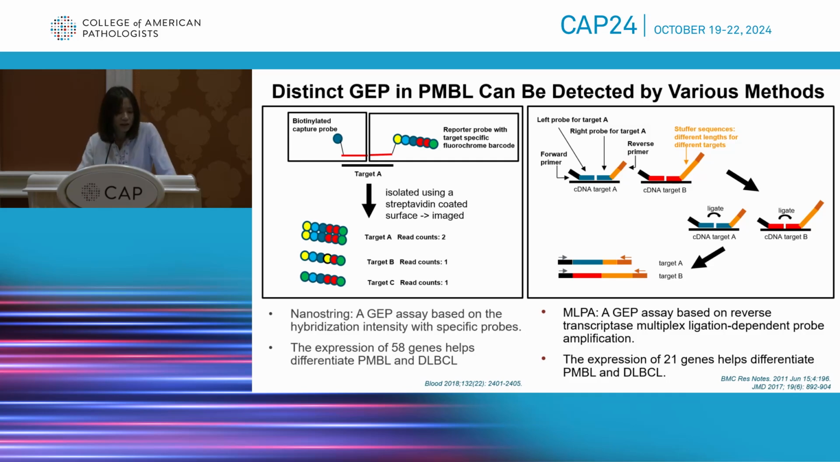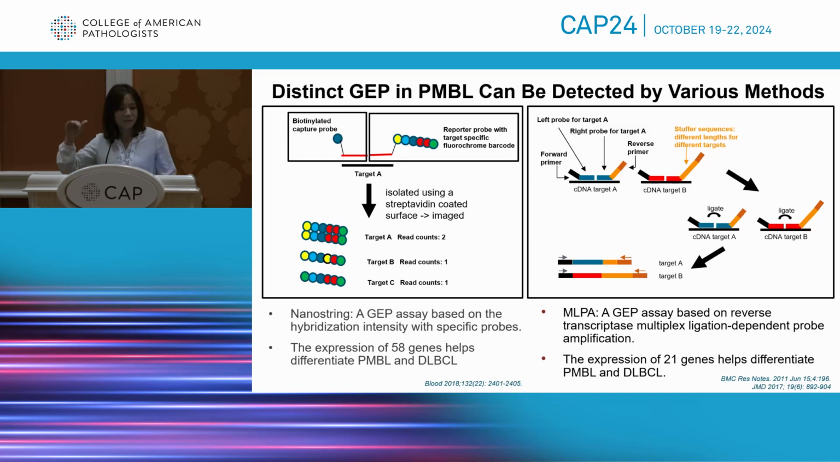So in this picture, you can see the yellow, green, then the blue, red, and green. That will be a specific barcode for target A. Then this target and probe complex can be isolated when we use the streptavidin-coated surface. And after we pull everything down, we take an image. And then by counting the specific fluorescence signal, we can evaluate the expression of the gene. So that's more or less how NanoString works.